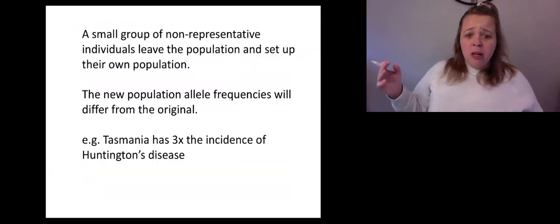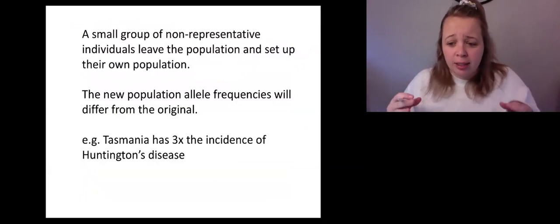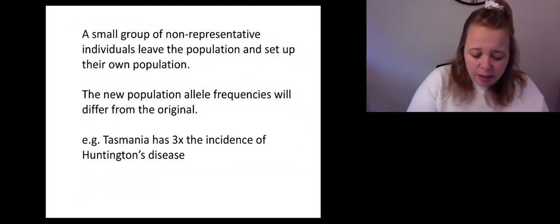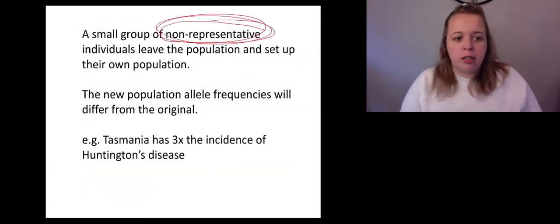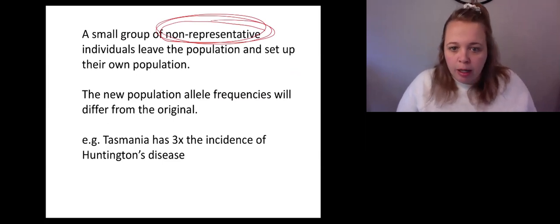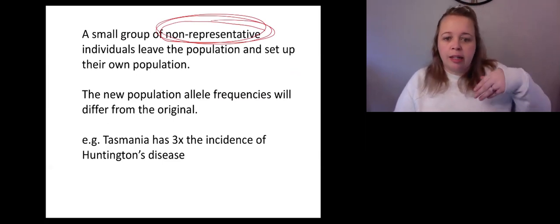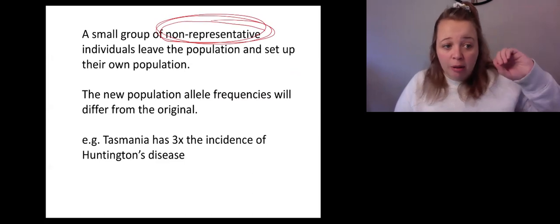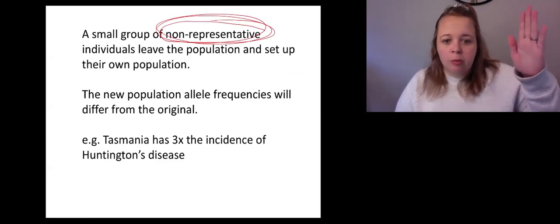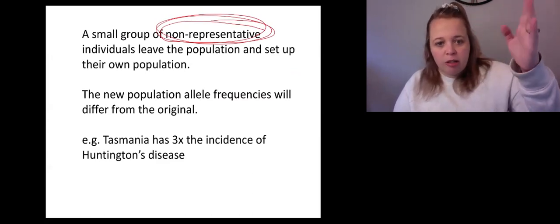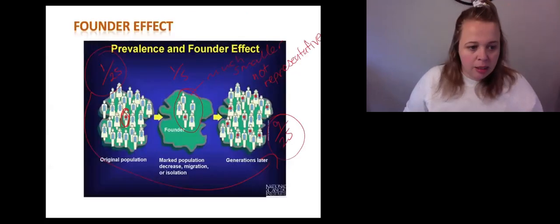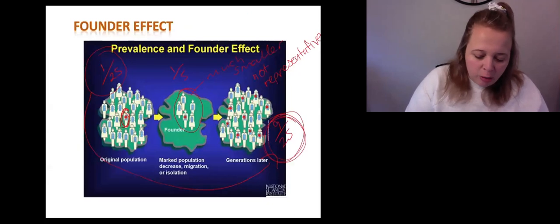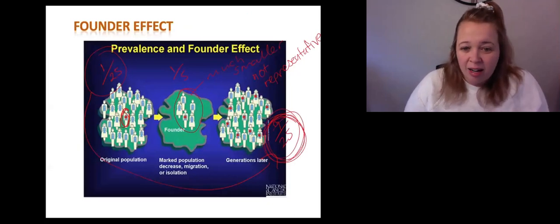So what the founder effect actually is, it's when you get a small group, and this is the key here, they are non-representative. They don't represent the large population that they came from. They leave and they go and set up their own population. Now, as a result, over time, you get just this small population breeding, and the population allele frequencies are not representative. So this is saying 9 out of 25.